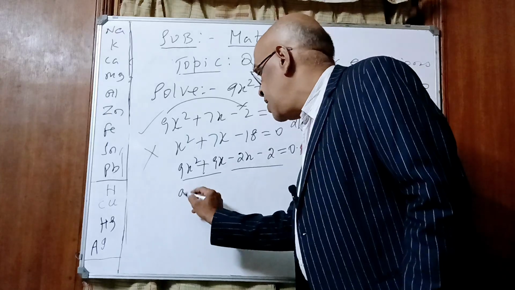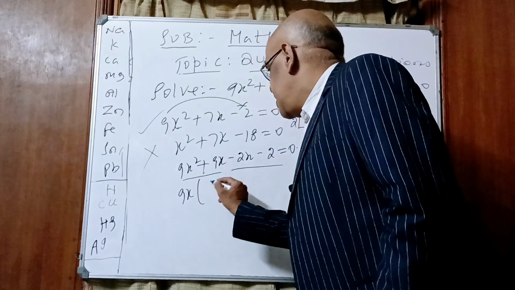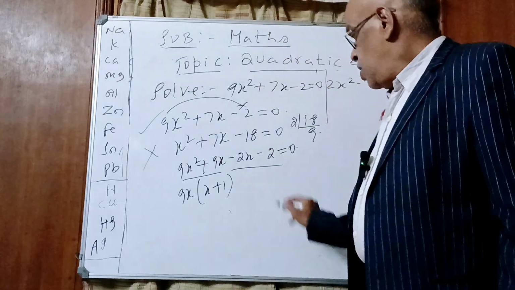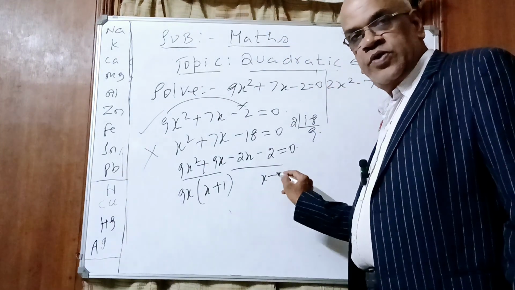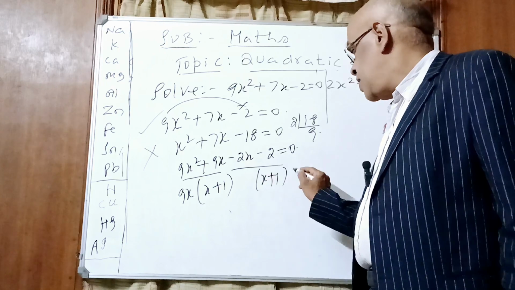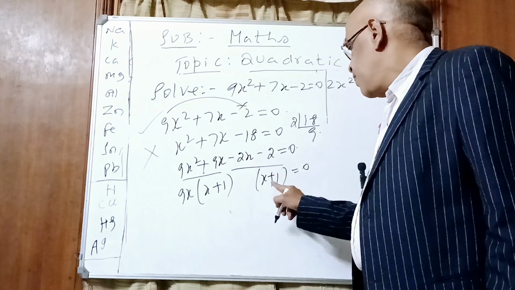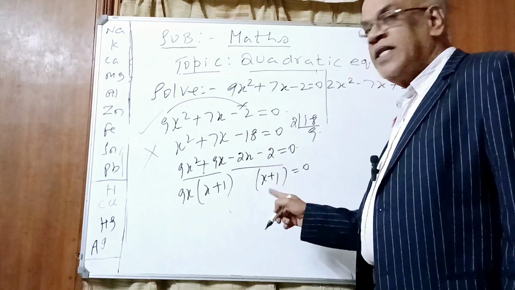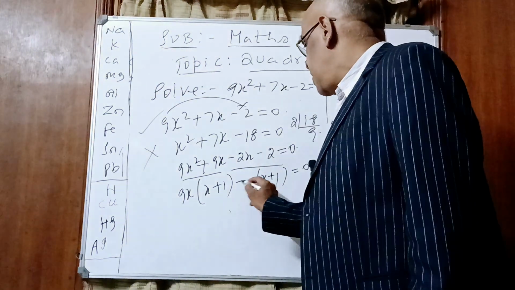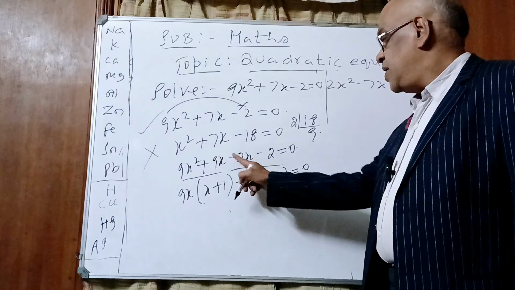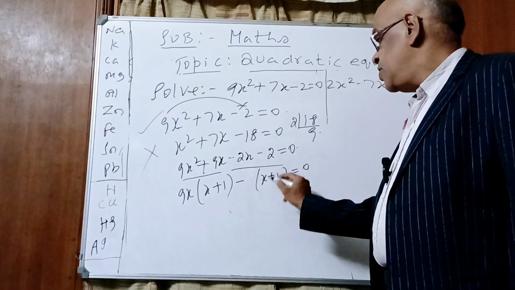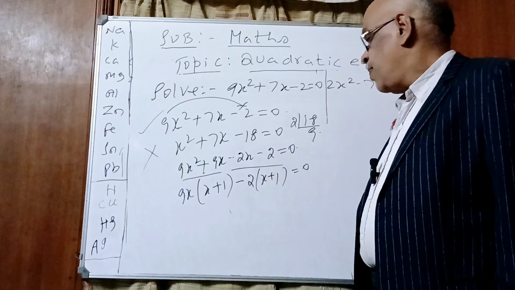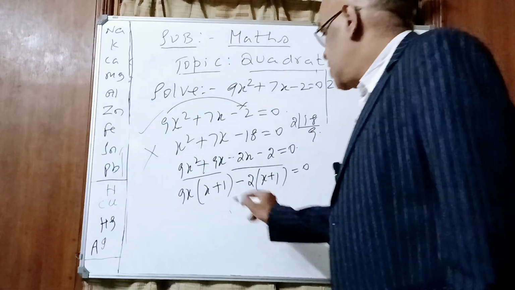What is common, children, here? 9 is there. X also is there. Yes or no? What will remain here? X plus 1. What should we write here, children? I told you, without seeing I write x plus 1. What was the sign here? Minus. What is the sign here? Plus. Sign changes, then outside the bracket it is minus. See, minus into plus, minus into plus, minus, it tallies. Then 2 is common. Take 2. Finished.